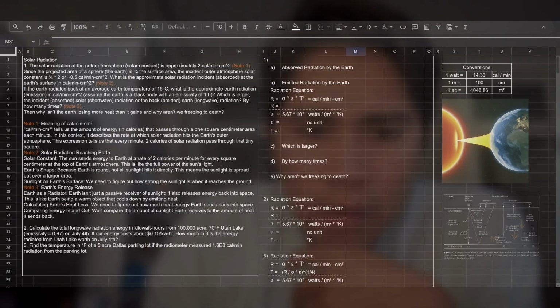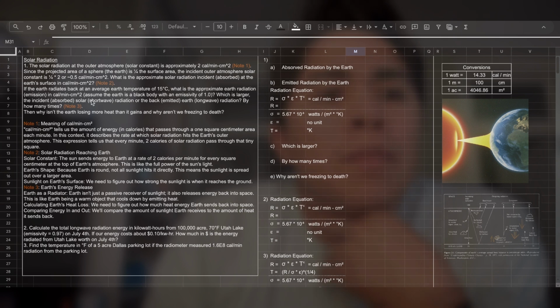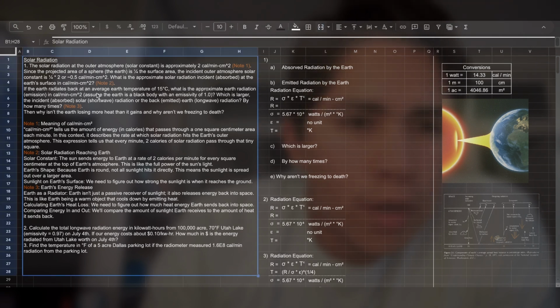Now let's go to the last problem of this section, which is going to be about solar radiation. And let's get started. I have some notes for this problem just to understand some of the units and some of the concepts that the problem is stating. So hopefully that helps to understand.